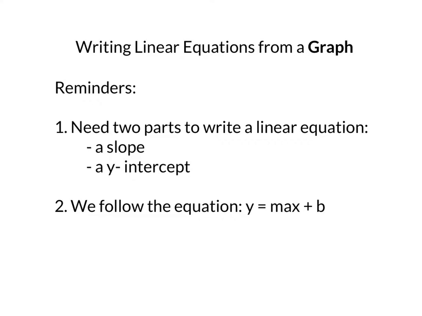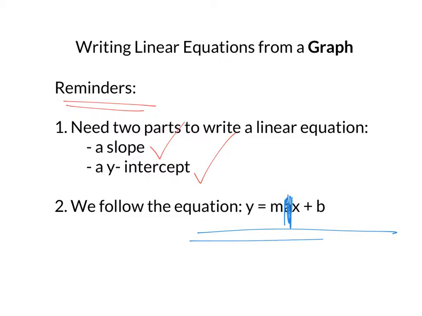Real quick, just a couple reminders, alright? Couple reminders is that we always need two parts to write a linear equation. One of those is a slope. Okay, do we have the slope? Check. Do we have a y-intercept? Check. Then we can write our equation using the following equation, which is that y equals mx plus b. Okay, this shouldn't say max, so let's just cross that out there, and it should be y equals mx plus b, which we know m is the slope and b is the y-intercept. Okay, we should all remember that from yesterday.